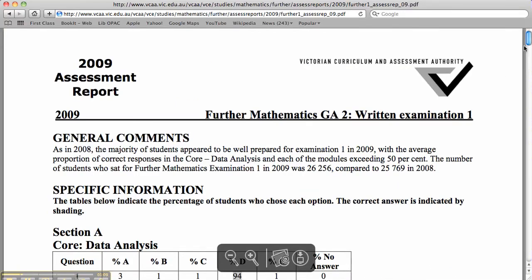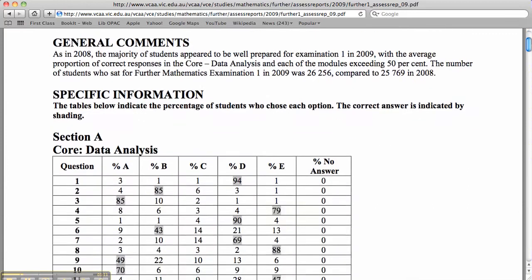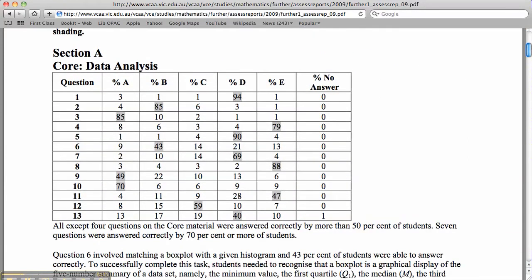So this is exam 1, the multiple choice, and what they do is they'll give you a table like this, and it actually goes through each question for each section. So here we're just looking at data analysis. Question 1, the right answer was D, and 94% of people got that one right.